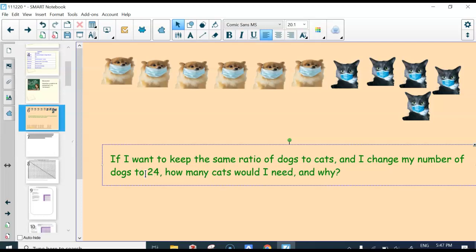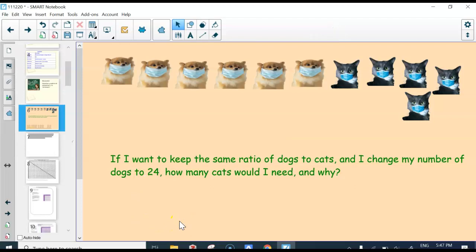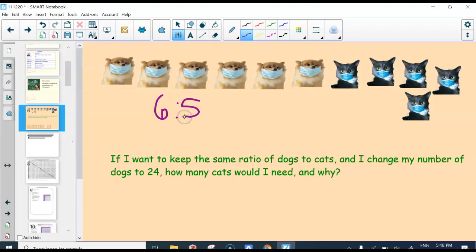Okay, muchos perros. Okay, so now I want you to try and figure out how many cats would I need and why. Okay, you pause, do it on like your whiteboard or on a piece of paper or in your math spiral, okay? And then check and see if you did it right, just like you would in class, okay? You would do it in class and then I'd look at it.